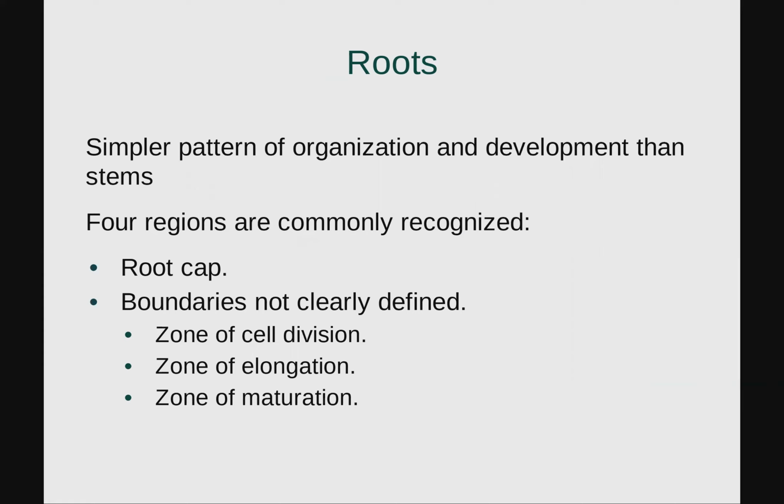Now, the roots have a simpler pattern of organization and development than the stems. There are four distinct regions in our roots: the cap and the boundaries. And the boundaries are divided into the cellular division zone, the elongation zone, and the maturation zone.